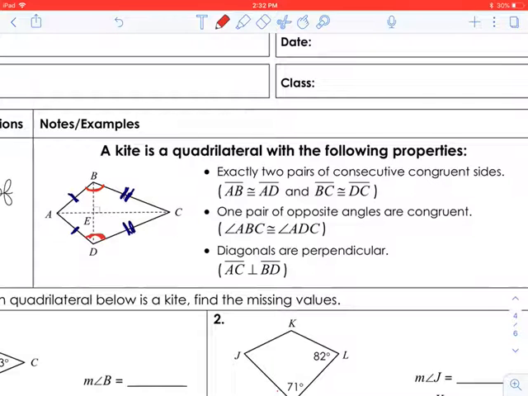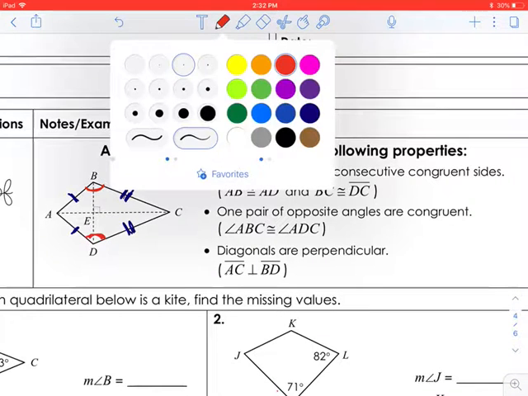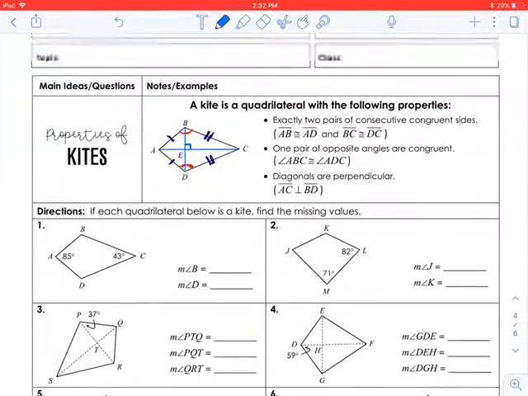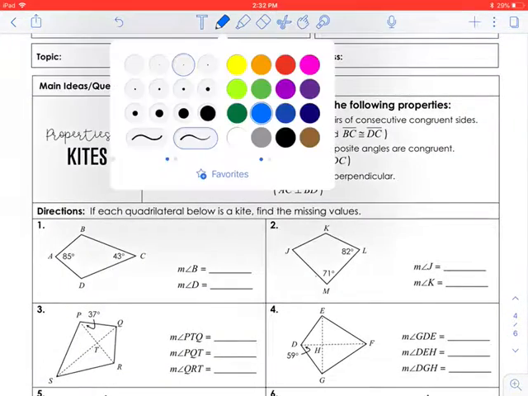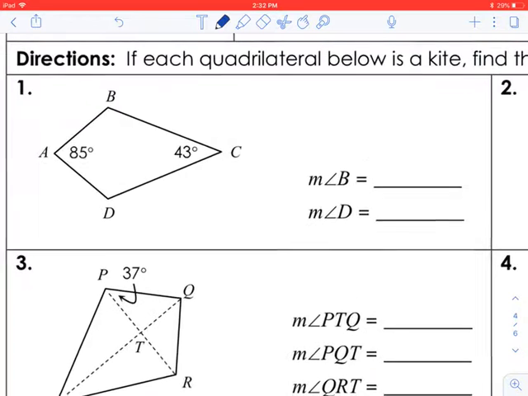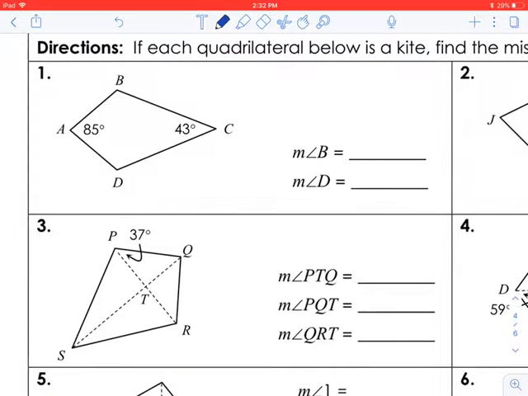And then finally, diagonals are indeed perpendicular. So AC and BD are perpendicular, making any center angle a right angle. Okay? So using that information, we can find a lot of stuff. Like, for instance, number 1, I have 83 and 43. I want to find B and D.